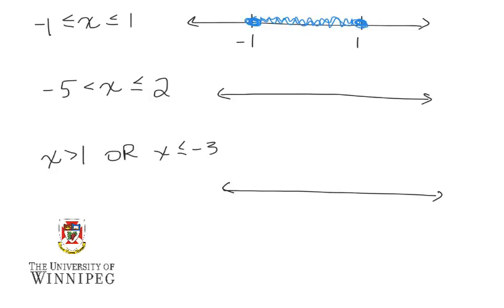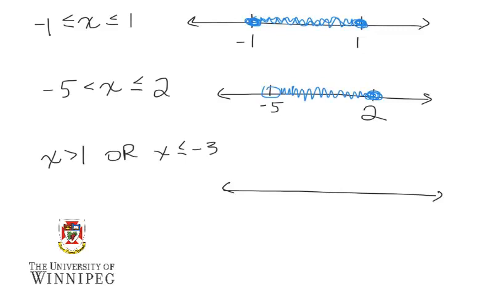Next up, looking at -5 is less than x, which is less than or equal to 2. Let's go ahead and plot our two endpoints of -5 and +2. The endpoint at -5 is going to require an open circle because it is a less than sign, and the endpoint at 2 is going to require a closed circle because it is a less than or equal to sign. And we're going to shade in all of the values in between like so.